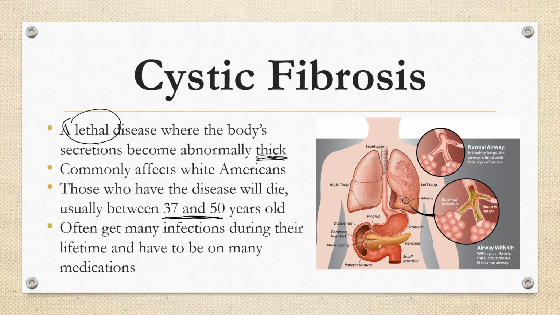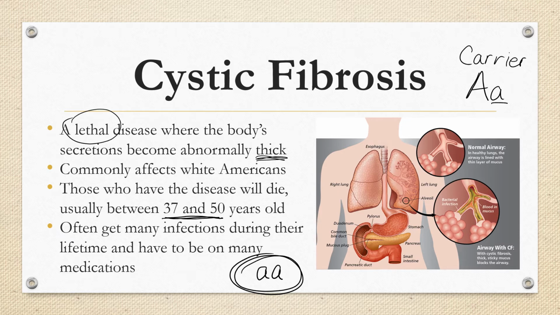Because this is autosomal recessive, you once again have to have both small alleles in order to inherit the trait. You'll be a carrier if you are heterozygous. So you have the ability to pass it on to your kids, but your phenotype is going to be someone who does not have cystic fibrosis.